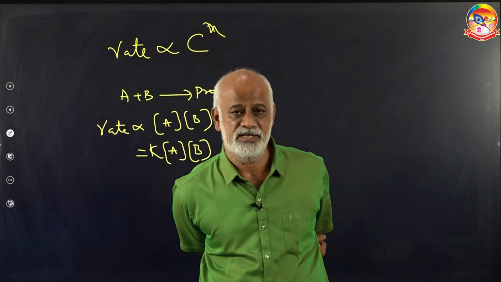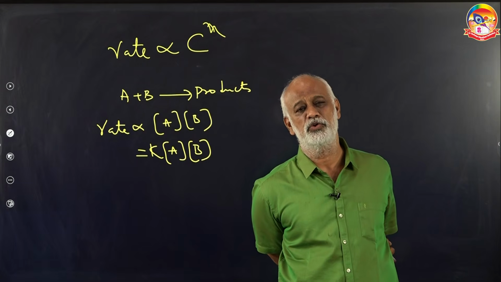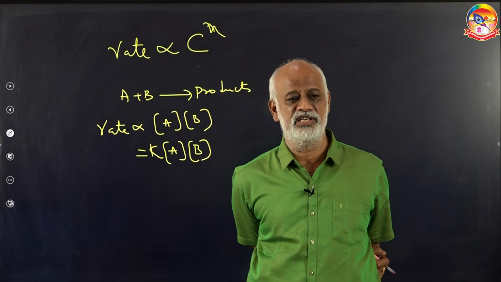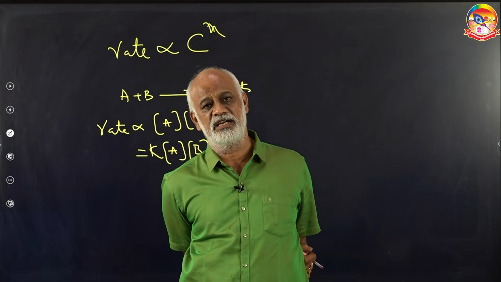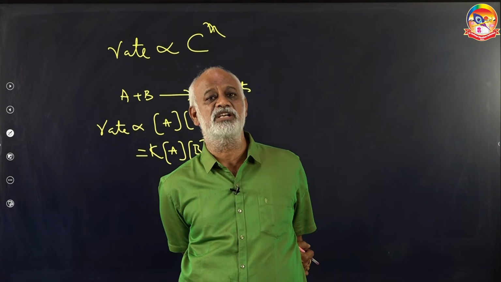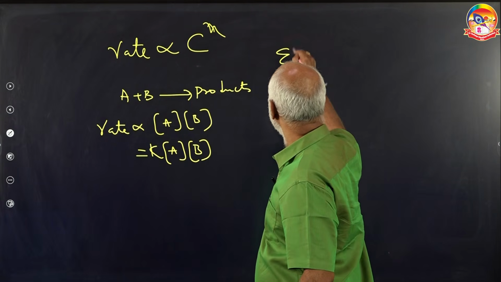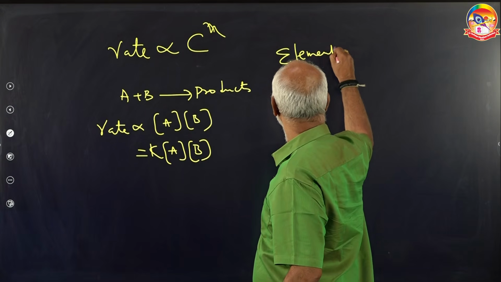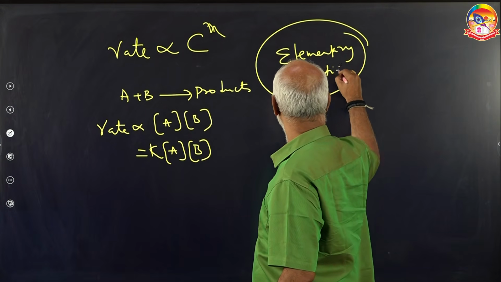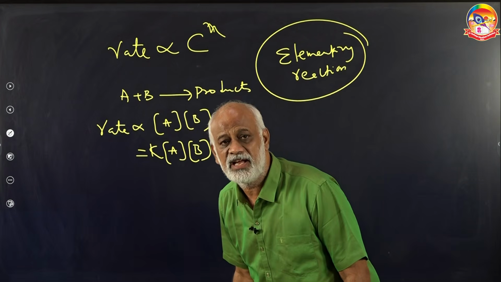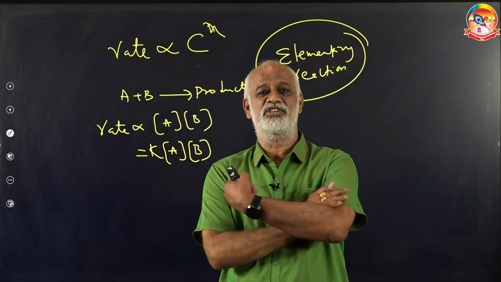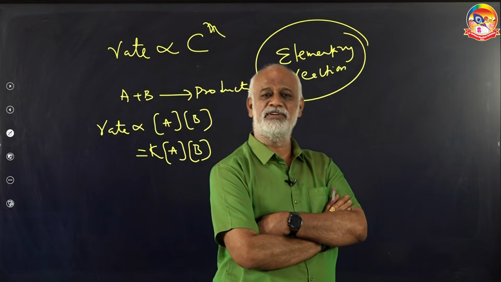To understand this concept, let me be very clear about a few important things. Do you think that every reaction occurs in a single step? No. Very rarely does a reaction occur in a single step. Reactions which occur in a single step are called elementary reactions. What is an elementary reaction? Reaction occurring in a single step. But most of the reactions in chemistry are not elementary reactions, they are complex reactions. In a complex reaction, we have many steps.